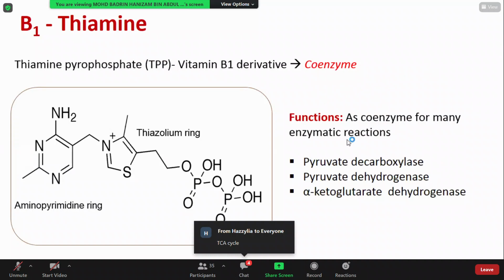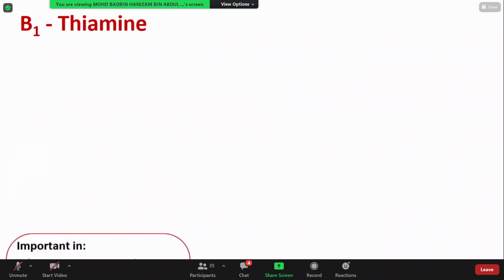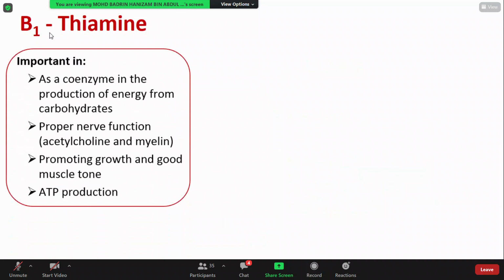All right. These are some of the enzymes that are generally very popular and require TPP in order to carry out the reaction. This enzyme needs TPP as the coenzyme to catalyze the reaction. Otherwise, it's not going to be able to catalyze the reaction. All right, and transketolase also.